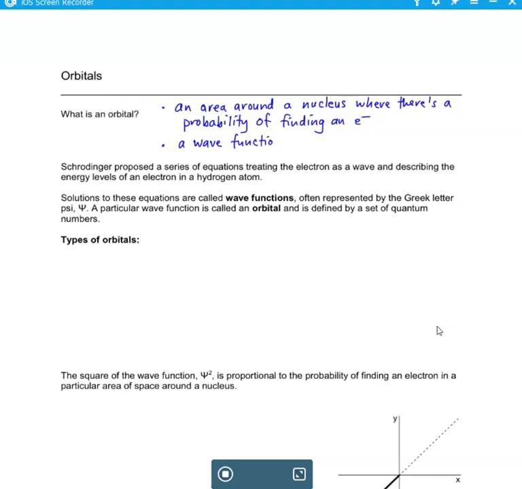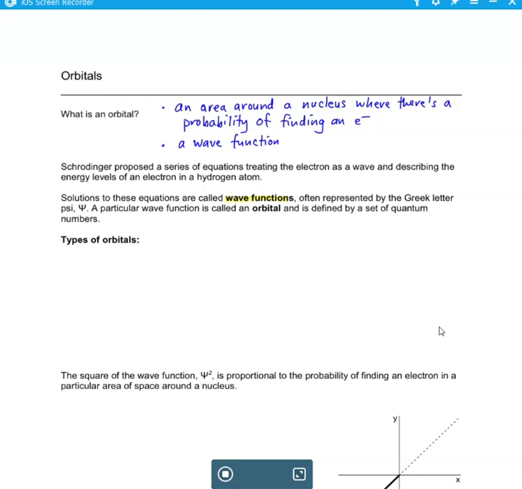Now, where did this come from? This came from Schrödinger, who proposed that there was a set of equations that he could use to treat the electron as a wave. So recalling from general chemistry, the wave-particle duality of the electron. So he was treating the electron as a wave and using these equations to demarcate the energy levels of the electron in a hydrogen atom. The solutions are what we call wave functions. So the solutions to these equations that he proposed are wave functions, and we usually use the Greek letter psi to represent them.